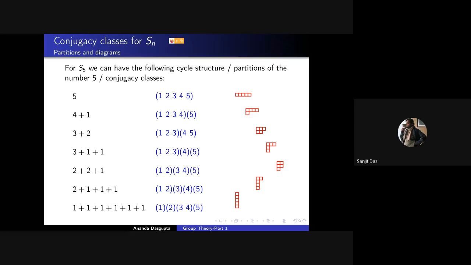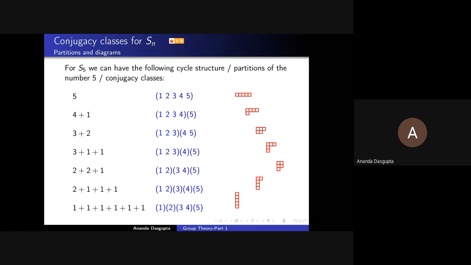Sir, I do have a question. Yeah, go ahead. Sir, is it possible that we can give a formula for this number? Like for 5 we are getting 7, like for S3 we are getting. It is. You need to know a bit more number theory for that. The number of partitions of an integer is a very important number theoretical thing. I will look into that. Yeah. And moreover, the number of elements in every conjugacy class, you can figure it out by using elementary combinatorics.